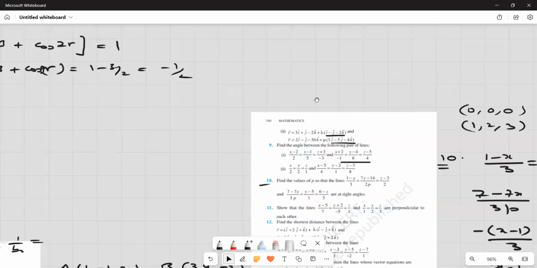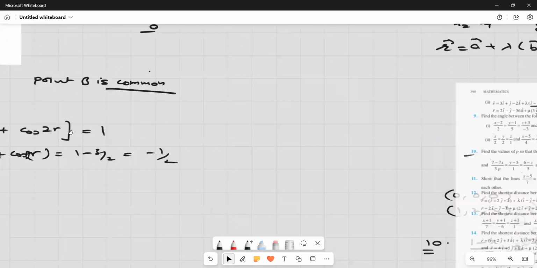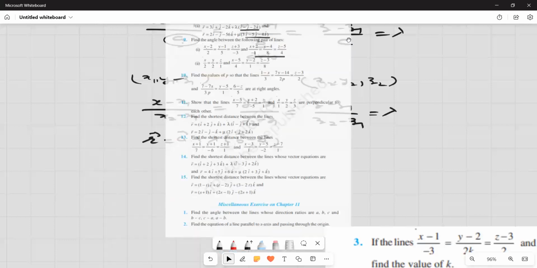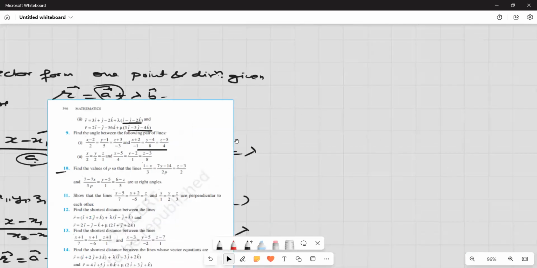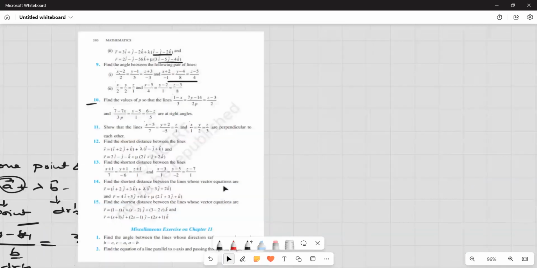For this, you need to be clear that I can take the distance between two lines when they are skew lines. If two lines are in the same plane, meaning you draw the two lines on the same page, then either they will be parallel or they will intersect somewhere on the same page. But if you draw two lines in two different planes, one in one copy and another in another copy, will they intersect? No, because they are in different planes. Those types of lines are called skew lines, and we find the shortest distance between them.